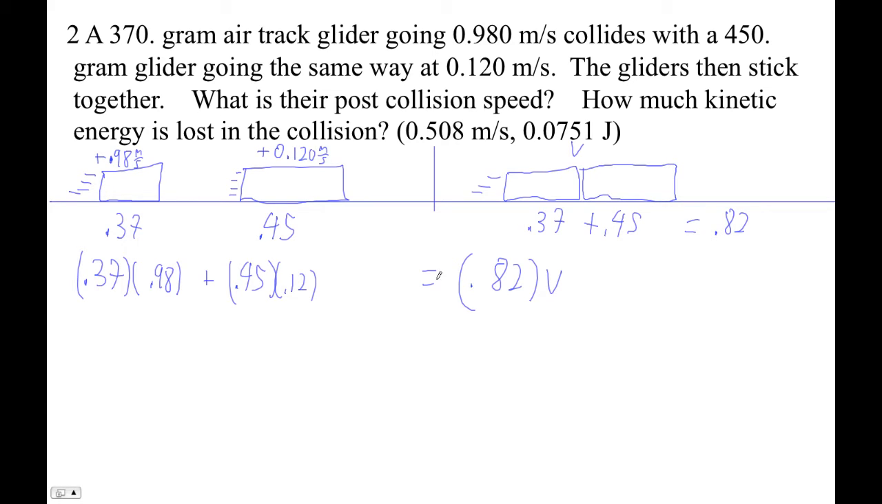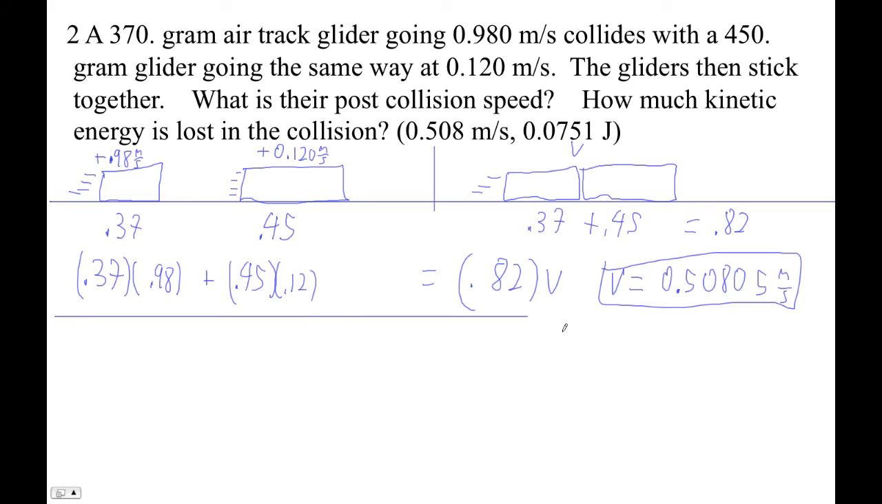I get an answer, 0.4166 divided by 0.82. And I get this answer. This is good. Okay. I'm going to write it down with a lot of digits, though, because we're going to square this thing eventually for kinetic energy. So 0.5080, I'll just say 5. That ought to be good enough, right? We got 5 sig figs here, meters per second. It is also going to the right, the way I drew it, but of course the problem doesn't even talk about direction.